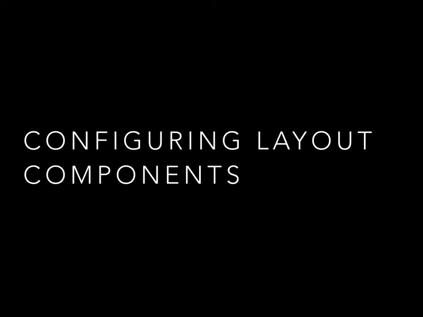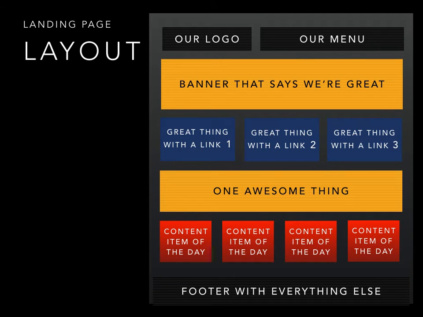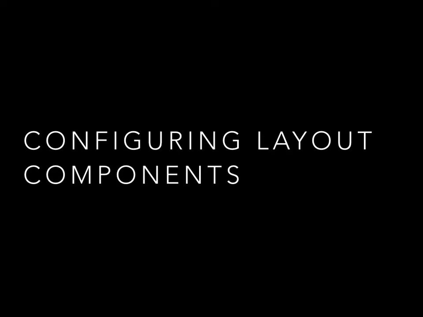So to start off with, I'm going to talk about configuring different layout components. I'm going to take this really typical landing page layout. I'm sure we've all seen dozens of websites that have this exact layout with the big banner at the top, some calls to action, some other full width piece of content, and then a bunch of content items in a grid. I'm going to talk about how we could build this, some different configuration options. And then I'll talk more about the theming and design side of things.